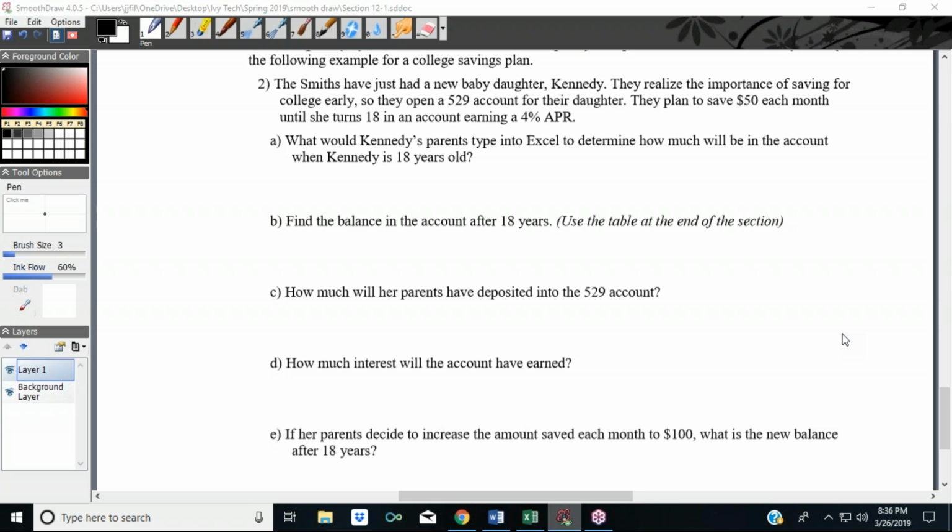And then how much will her parents have deposited? Well, they're depositing $50 times 12 months times 18 years, and that is $10,800. Thank you, Kelsey. And then how much interest will the account have earned? And all we're going to do is take these two values and subtract them.